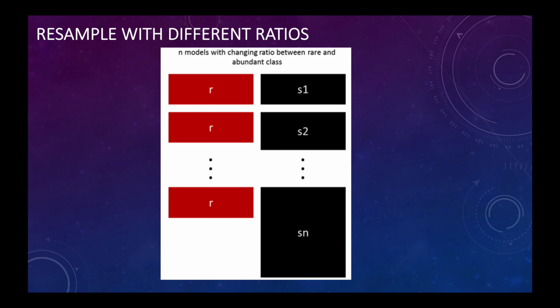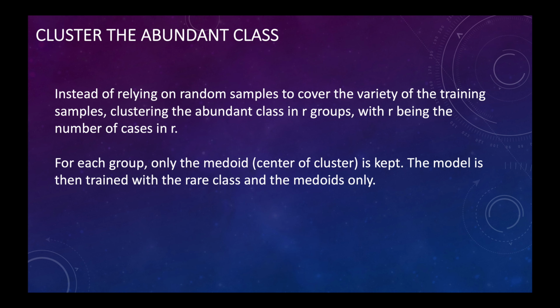So the sixth method that we're going to talk about is clustering the abundant class. Instead of relying on random samples to cover the variety of training samples, cluster the abundant class in R groups, with R being the number of samples in the rare class. For each group, only the midpoint, which is the center of the cluster, is kept. The model is then trained with the rare class and the midpoints only, which helps us to solve this class imbalance problem.